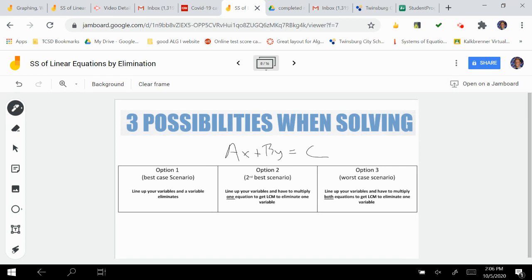Option 2, second best case scenario, is you only have to manipulate one of the equations. And the worst case is when you have to do the most algebra, which isn't so bad because this is algebra class. It's actually 6 multiplication problems. So this is 6 multiplication problems. This is 3 multiplication problems. And then this is just 0 multiplication problems. All right, so it's not that bad. We're asking you to multiply 3 problems or 6 problems. Obviously, the more you multiply, the more mistakes you can make. That's why I call it the worst case scenario.